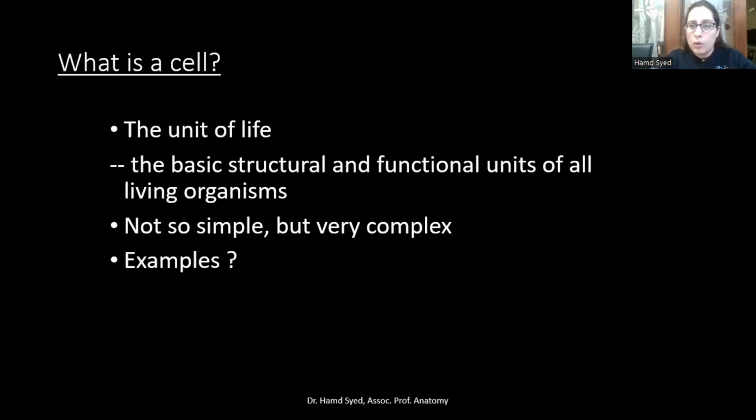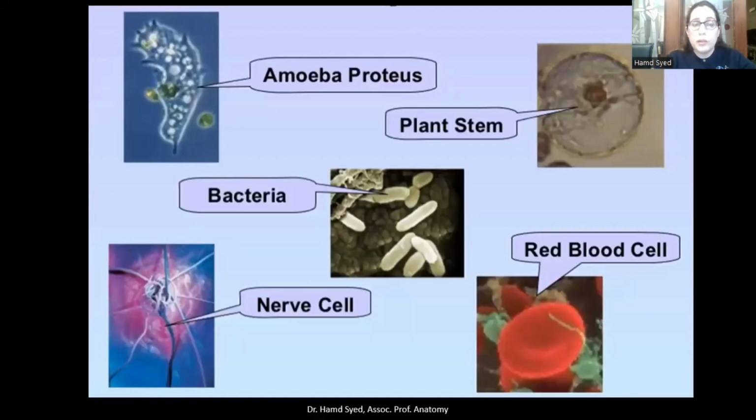What are the examples of cells around us? Well, if you look over here, you can see there are some unicellular organisms like the amoeba. Plus, we know that there are cells present within plants and also within animals, specialized cells like red blood cells or nerve cells. And the bacteria, they are also cells.